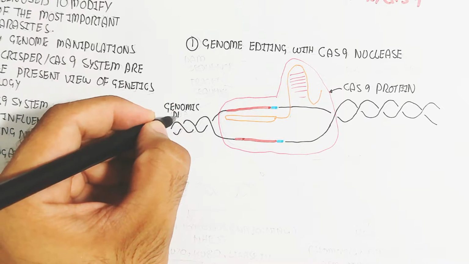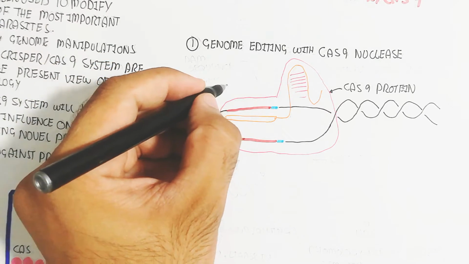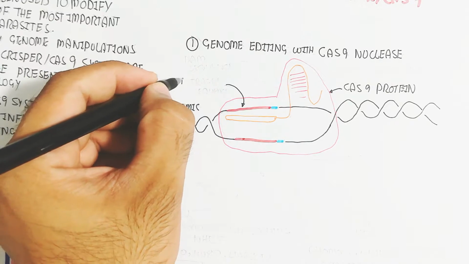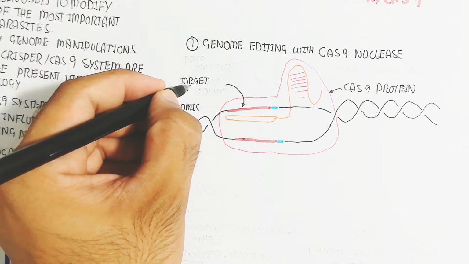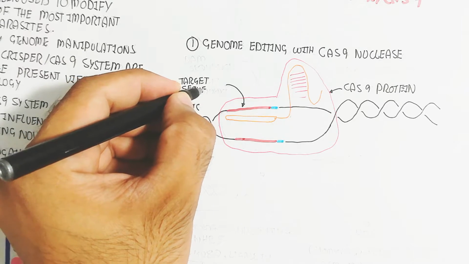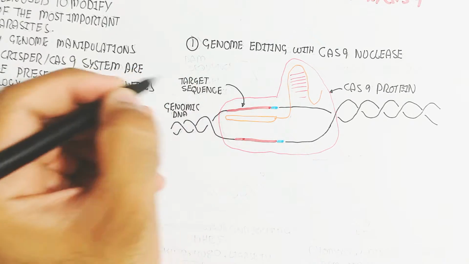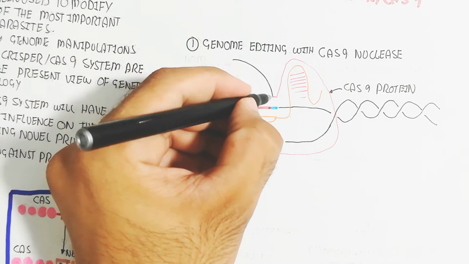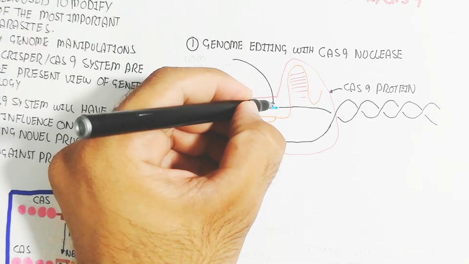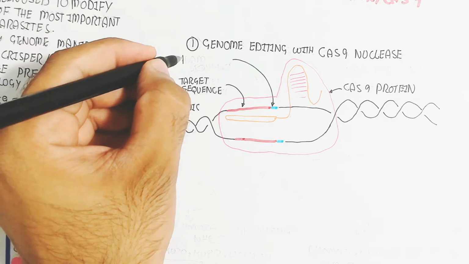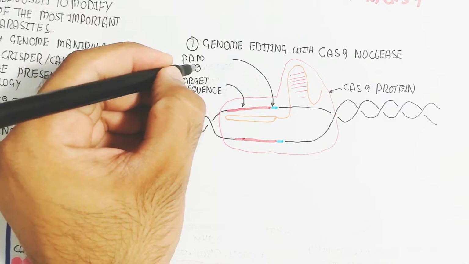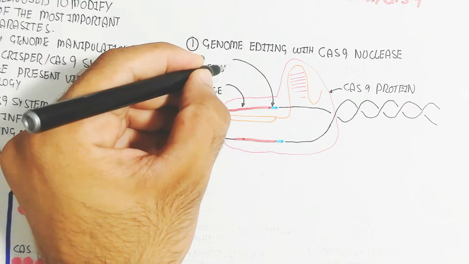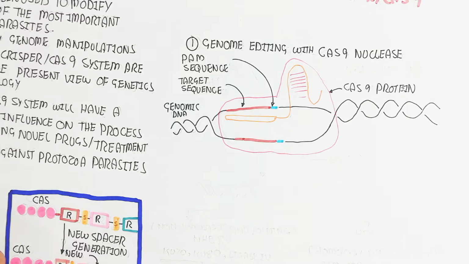So this is the genomic DNA. So remember, this is the genomic DNA and this is the target sequence. This is the target sequence which will be targeted by the single guide RNA. So in this way here you can see the protospacer adjacent motif here, the blue color, and this is the brown color showing the target sequence where the single guide RNA targets. The Cas9 protein here is a complex.